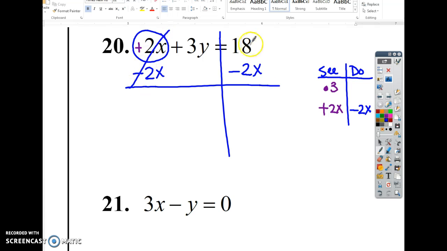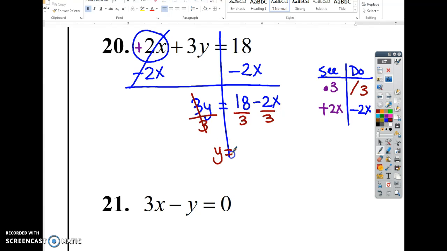So -2x minus 2x cancels that one. And remember, these two are not the same. This one has an x, this one doesn't have an x. 18 minus 2x is 18 minus 2x. Bring down the +3y, bring down your equal sign. And the last step is to divide by 3 because it's being multiplied. So if you divide by 3, it gets rid of the 3. Divide this by 3 and divide this by 3. Y equals 18 divided by 3 is 6.